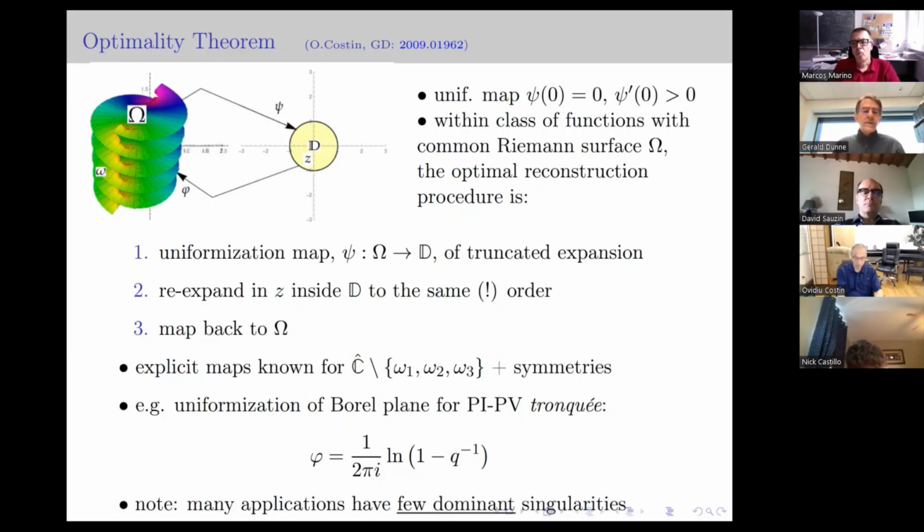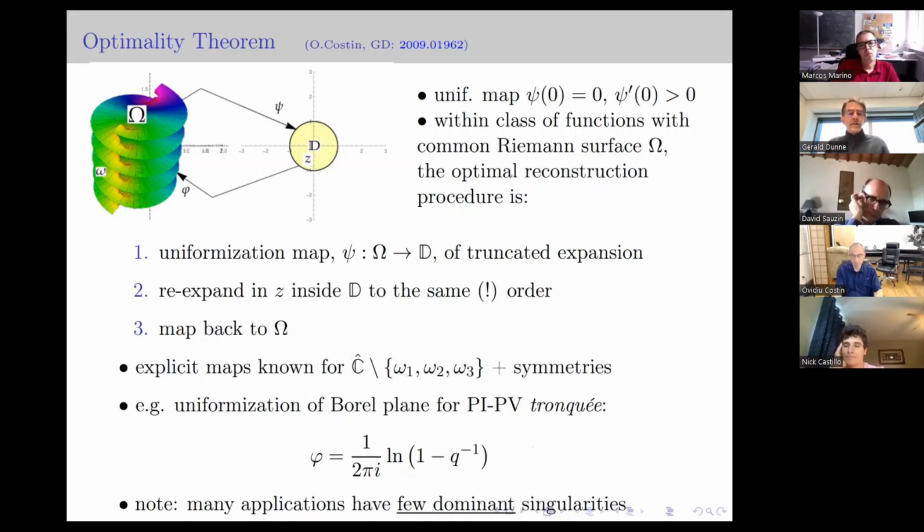Now, explicit maps are known from Riemann surfaces for certain structures. If you have three branch points or singularities, or in more complicated situations with more branch points with symmetries, things may be repeated, they may be symmetrically located around the 2 pi. We also came across, and we're not aware of whether this was known in the literature before, that the explicit uniformization of the Borel plane of all of the truncated solutions of the Painlevé I through 5 is given in terms of the inverse elliptic nome function.